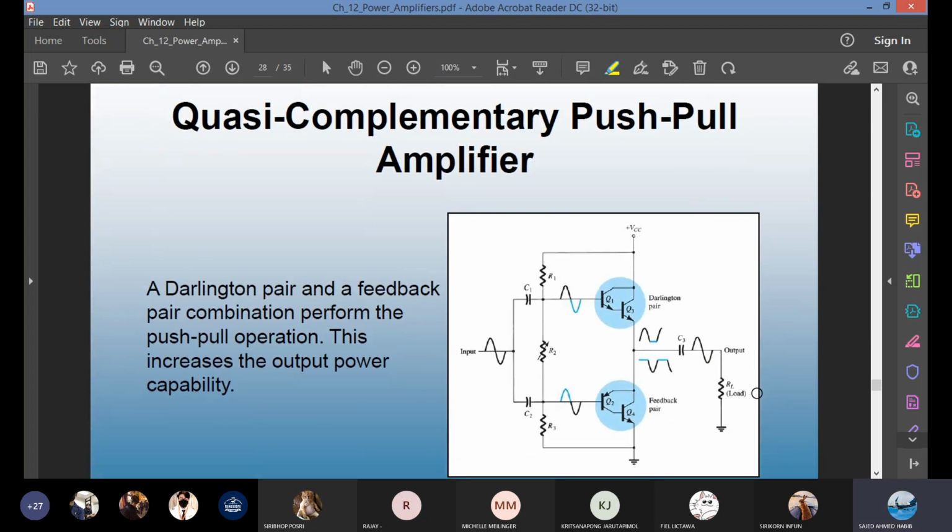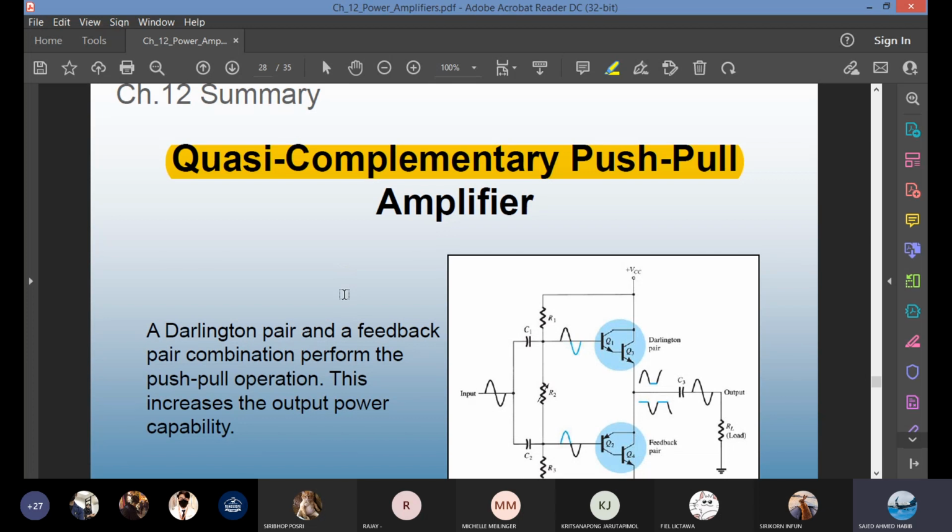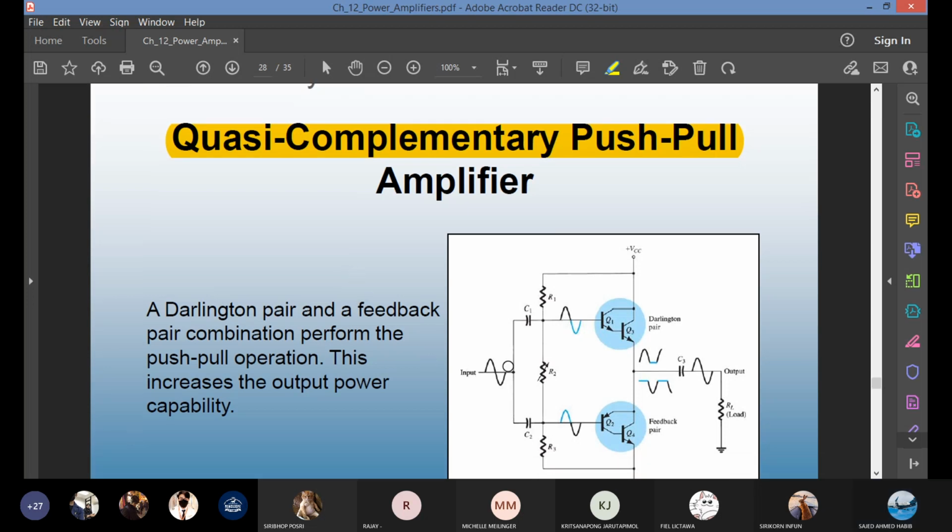This one is another type of amplifier. Just for your knowledge, we don't solve problems with this. It is called a quasi-complementary push-pull amplifier. The one which uses one NPN and another PNP is called complementary symmetry. They sound very similar. One is complementary symmetry, this is quasi-complementary. But in this quasi-complementary, what do you have?